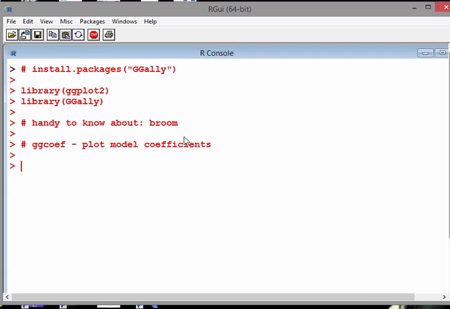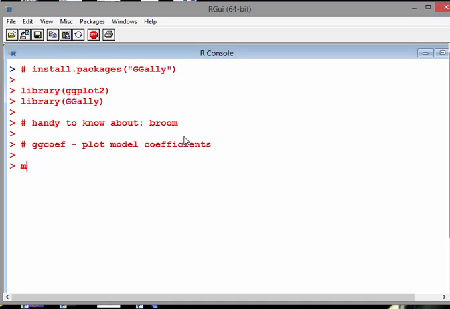By the way, I'm not going to mention it particularly in this video, as I'm trying to keep it short, but there's an R package called broom. Broom is very useful to know about if you're working with models the way I'm working with models here. If this turns out to be important for you, broom might turn out to be important for you also.